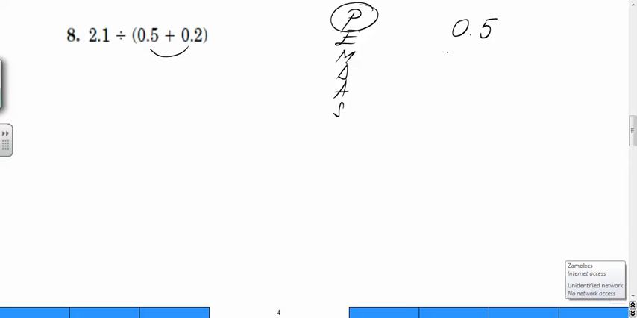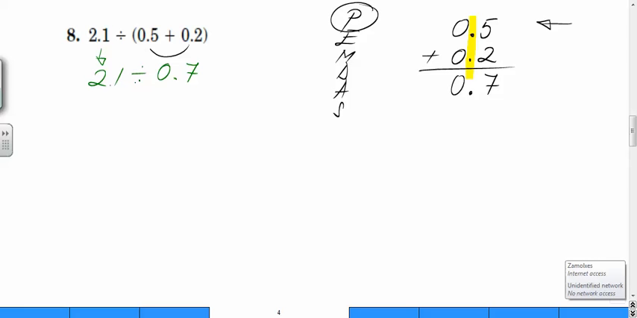you should remember that when you have to add decimals, your decimal points should be lined up. And then you add right to left. 5 plus 2 will give you 7. Bring down the decimal point, and 0 plus 0 will be 0. 0.7. So your parenthesis now is substituted by the 0.7. The first part does not change, right? I still have 2.1 divided by 0.7.